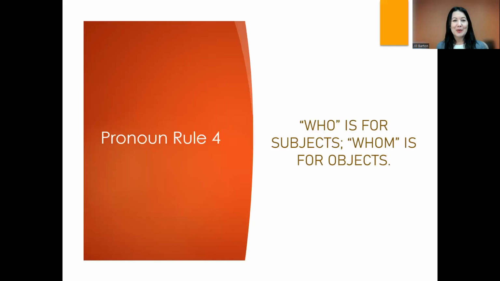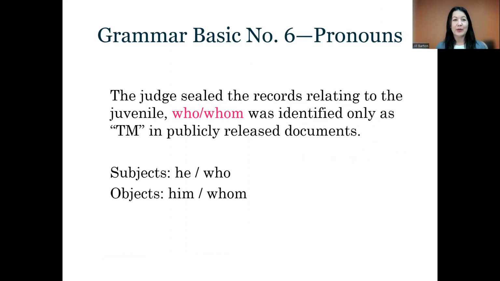Pronoun rule number 4 is how to figure out whether we should be using who or whom. And I have a trick for you here. So let's take a look at the sentence. The judge sealed the records relating to the juvenile who or whom was identified only as TM in publicly released documents, of course, referring to a juvenile only by his or her initials.